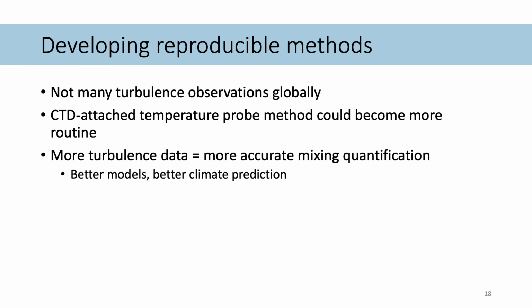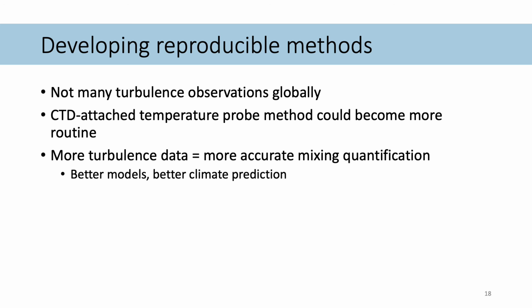So to wrap up, I want to emphasize that the main goals here are developing a reproducible methodology. There aren't currently many turbulence observations available throughout the global ocean, since they usually require specialized sampling platforms. Using the microstructure temperature profiler attached to a CTD is somewhat new, and if it became the norm for turbulence measurements, it could enable much cheaper and easier measuring than is widely available currently. And that's not just in the Arctic, but on research cruises all around the world.